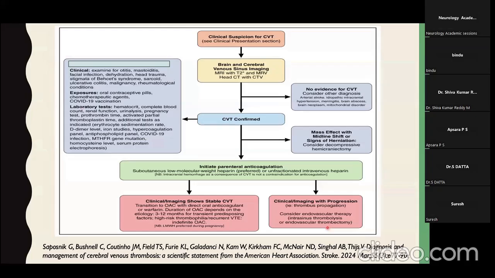If CVT is confirmed, to establish an etiology we should take a clinical history of exposure to drugs like OCPs, infections like otitis, mastoiditis, and facial infections, which can lead to thrombosis, and dehydration, head trauma, Behcet syndrome, sarcoidosis, ulcerative colitis, and patients with malignancy and other rheumatological conditions, as these are associated with high risk of thrombosis. Also exposure to oral contraceptive pills, chemotherapy agents, COVID-19 infection or its vaccination.